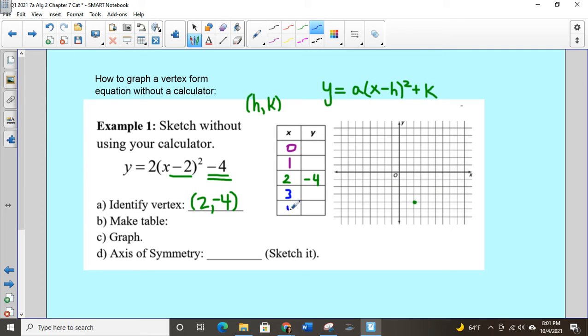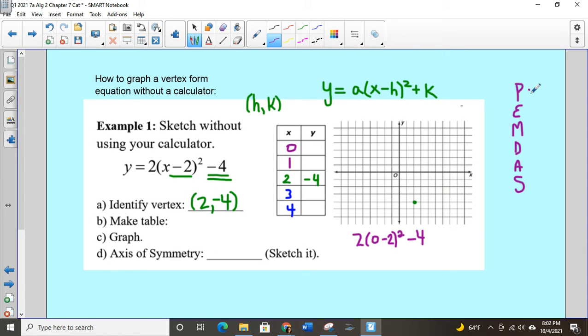All right, so you're going to make a table and you're going to plug these into the original equation. So for 0, I'm going to substitute 0 in. So instead of 2 times x minus 2, it's going to be 0 minus 2 squared minus 4. All right, and don't forget good old PEMDAS, parentheses, exponents, multiplying, dividing, adding and subtracting. And that's going to be our tip for what we work on first.